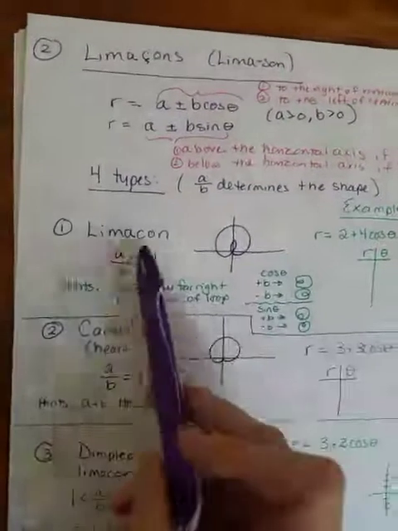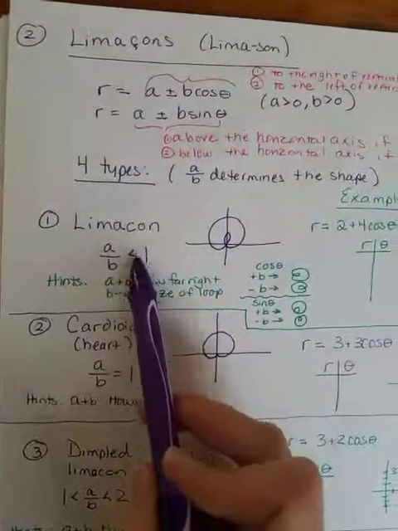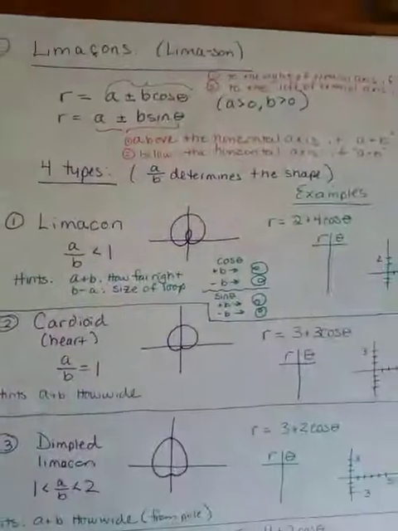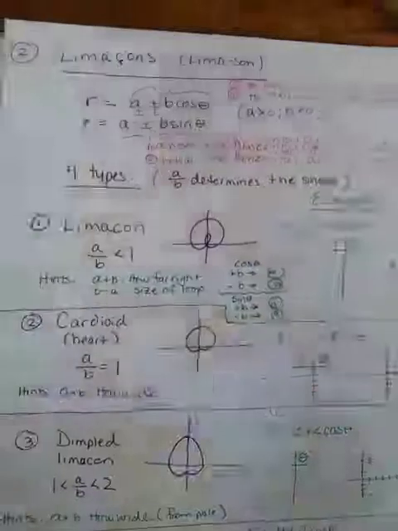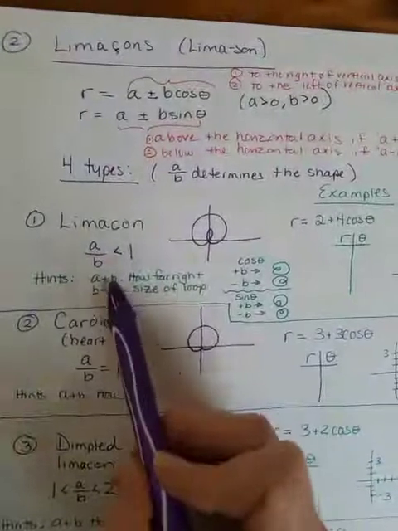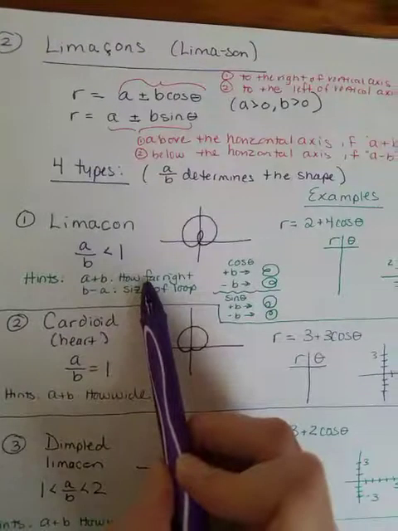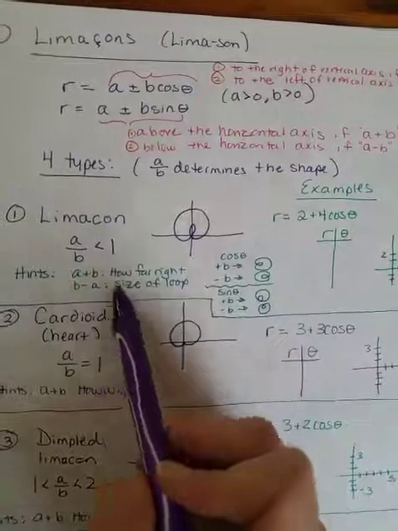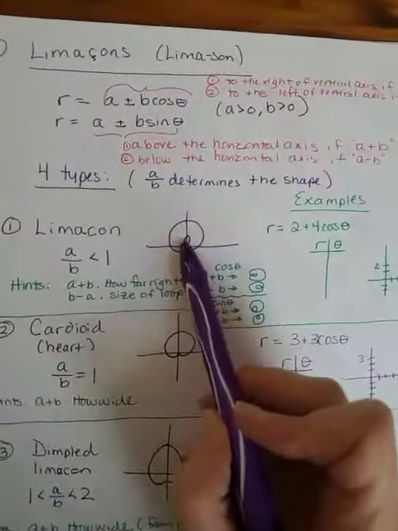So your first one is just the limacon, and this happens when a over b is less than 1. It looks like this with the inner loop. This is the one we actually did in the first video. And so a plus b tells you how far right you will go, or up or down. B minus a tells you the size of that inner loop.